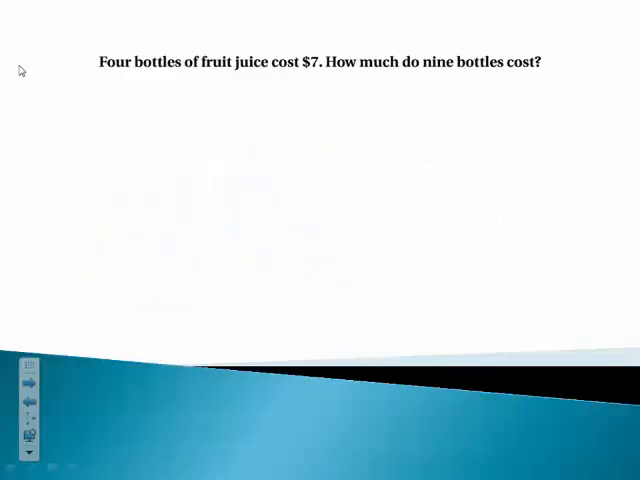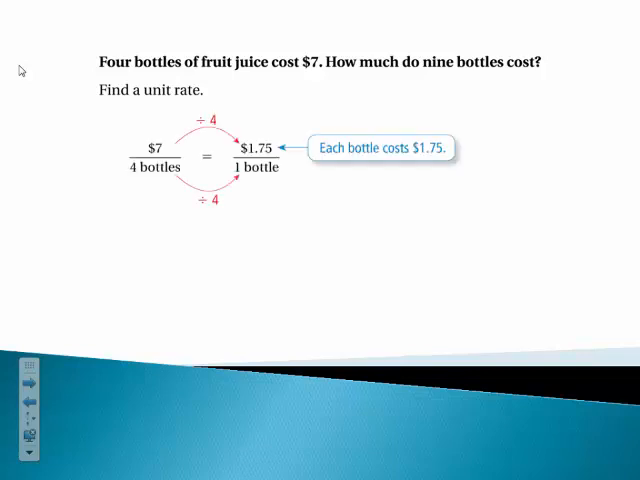All right. I believe this is the last example. 4 bottles of fruit juice cost $7. How much do 9 bottles cost? So the best method is to first find the unit rate. If we can figure out how much is 1 bottle, then it's not going to be hard to figure out how much 9 bottles is.